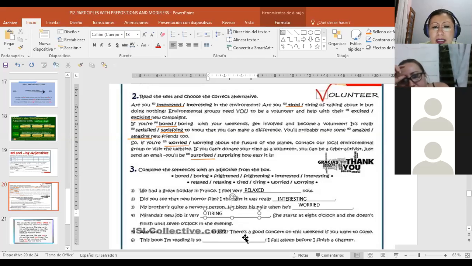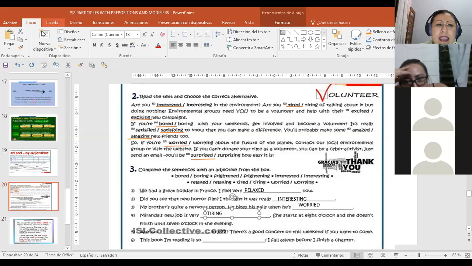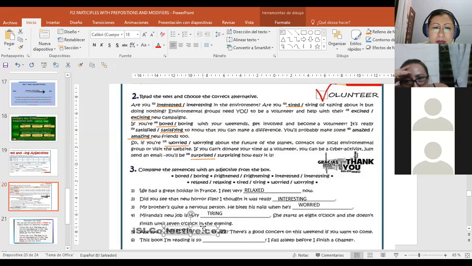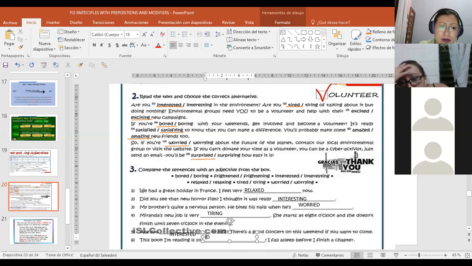Are you into jazz? There's a good concert this weekend if you want to come. Ahí sería interested, ¿verdad? Interested. Porque are you? ¿Estás interesado, interesada? Are you interested in jazz? There is a good concert this weekend if you want to come. Okay, this book I am reading is so boring, ¿verdad? Porque estamos hablando del libro. Es aburrido. I fall asleep before I finish a chapter.